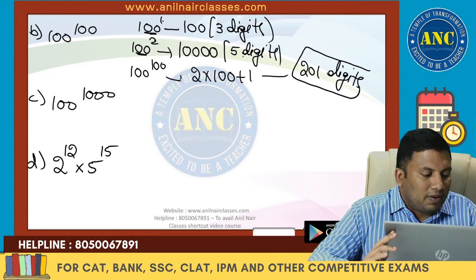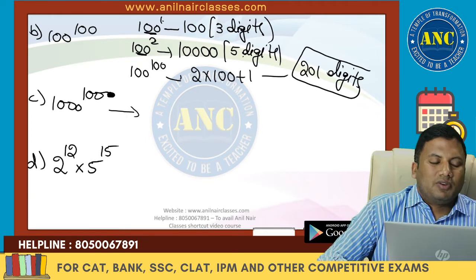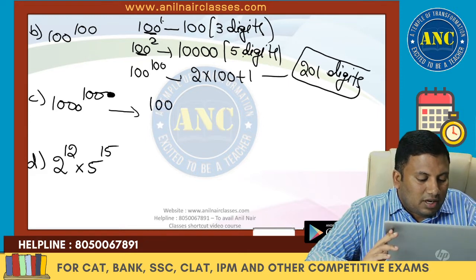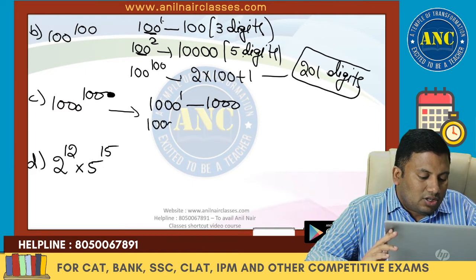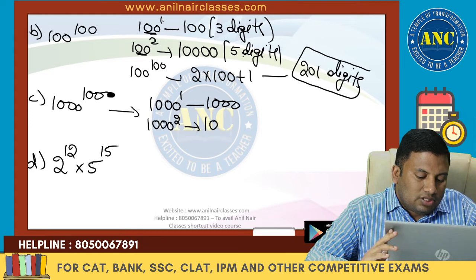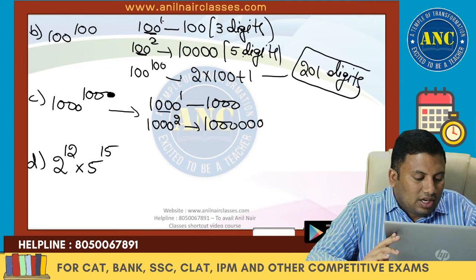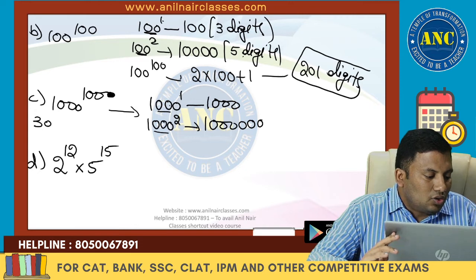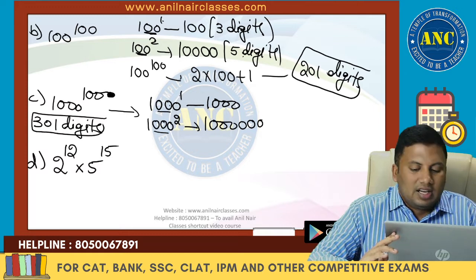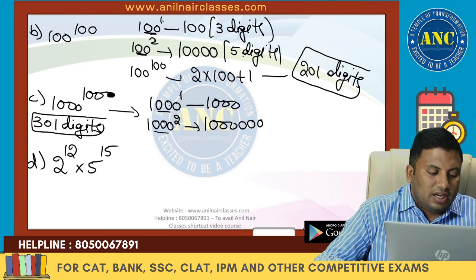Next one, 100 power 1000. Similarly, or we will change the question, 1000 power 100, let us do. Otherwise it will become similar. 1000 power 1 has 4 digits. 1000 power 2 is 3 2s are 6, so 6 digits are there. Similarly, 3 into 1 plus 1, 3 into 2 plus 1, 3 into 100 plus 1. Totally how many digits are there? 301 digits. I hope you are understanding. Number of zeros into power plus 1.